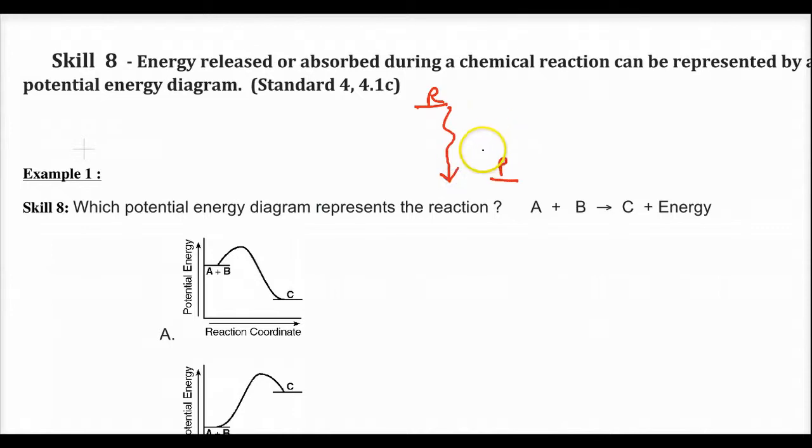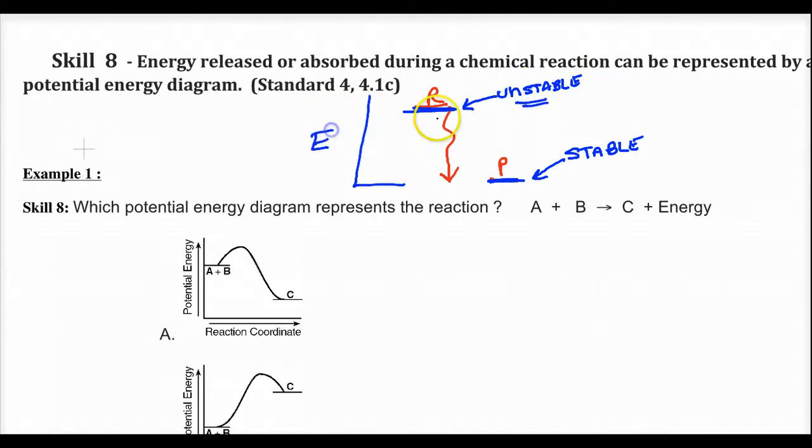Okay? That's a potential energy diagram. The reason why we use potential energy is because we're talking about the energy that's stored in the bonds. If you're stable, you have lower energy. If you're unstable, like the guy in New York City that you don't want to make eye contact with, you have high energy. High energy means unstable. Remember, this is a measure of energy here, the higher one.